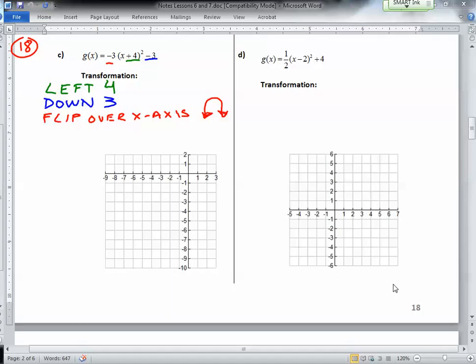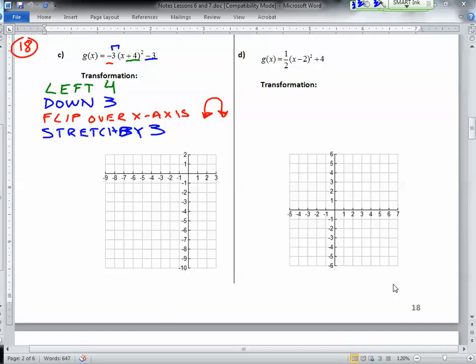And our last one is we have a stretch. We're running out of colors. So we have a stretch here of a 3. So we have a vertical stretch by a factor of 3. So I'm going to write stretch by 3.